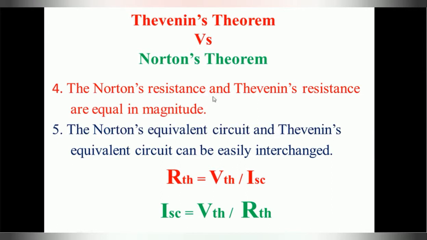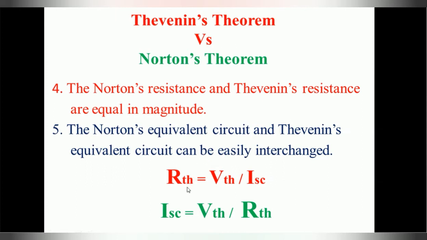The Norton's resistance and Thevenin's resistance are both the same in magnitude. The Thevenin's equivalent circuit voltage source has one series resistance, and the Norton's equivalent circuit has one parallel resistance. Both resistances have the same magnitude, and the Norton's equivalent circuit and Thevenin's equivalent circuit can be easily interchanged. If the Norton's equivalent circuit has the current source, we can replace the current source with a voltage source, and that is called the Thevenin's equivalent circuit. Otherwise, the Thevenin's equivalent circuit is the voltage source, and we can convert it into a current source, and the corresponding current source network is called the Norton's equivalent circuit.